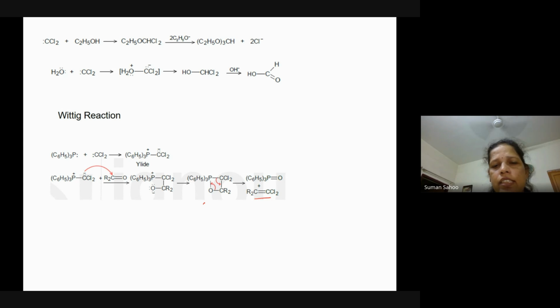Actually, this Wittig reaction is a very good method to increase the carbon chain by any number if you want. So that would be a carbon-carbon double bond. You can have any. So that is being converted. So that is your Wittig reaction.